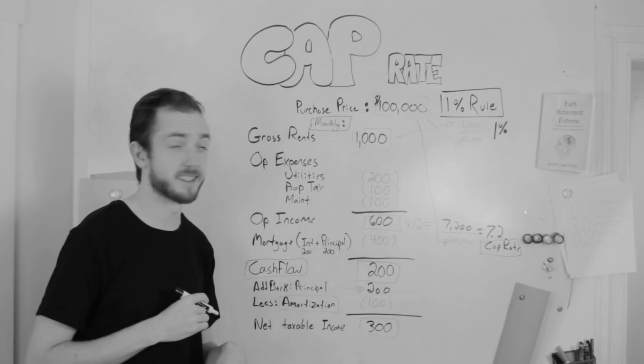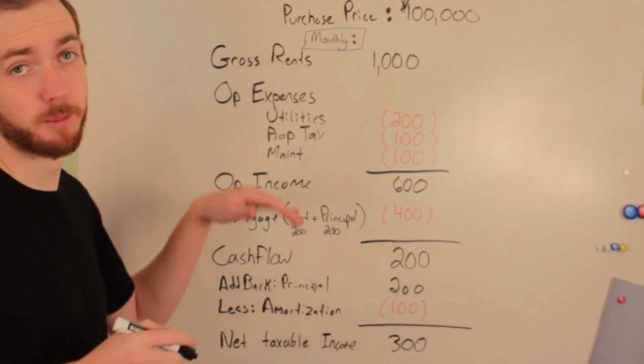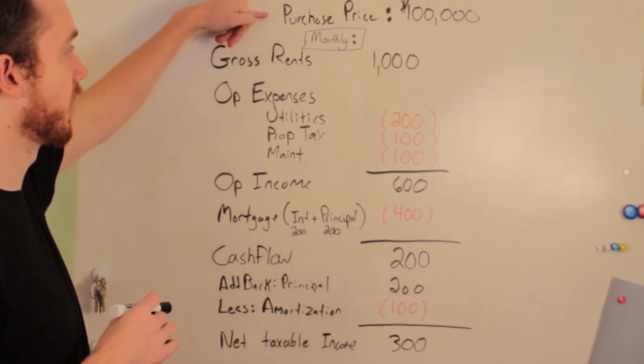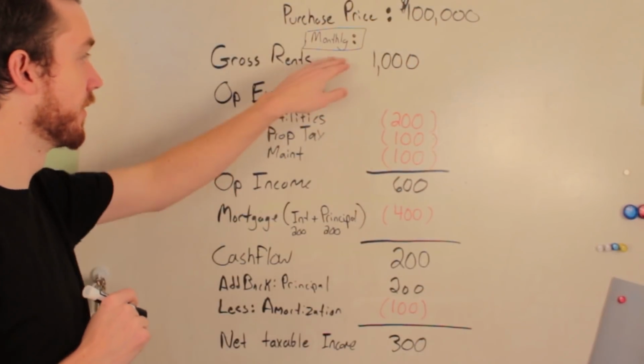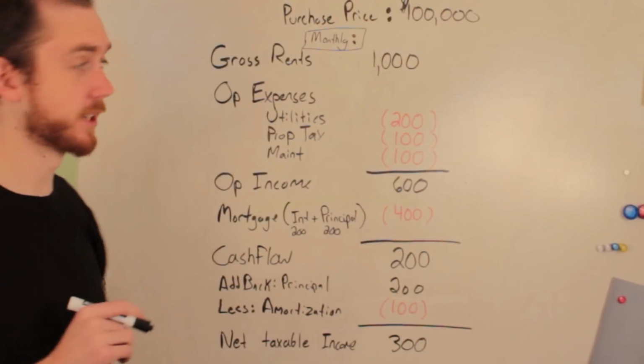So this example uses nice round numbers for simplicity's sake. We're assuming the purchase price or acquisition cost of $100,000 for this property. This is a monthly breakdown of the different financial metrics.